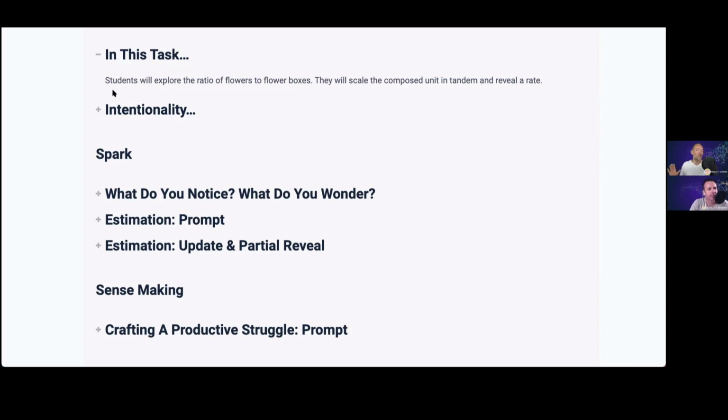Now, right there, Jon, I don't know about you, but about 18 months ago, before I went down the rabbit hole of proportional relationships and how complex and muddy it really is, I didn't know what a composed unit was. If you said to scale in tandem, that wasn't common language for me. And when it says reveal a rate, you'll notice that throughout we use this idea of revealing a rate often, because a lot of people thought, well, isn't this a rate and isn't that a ratio?